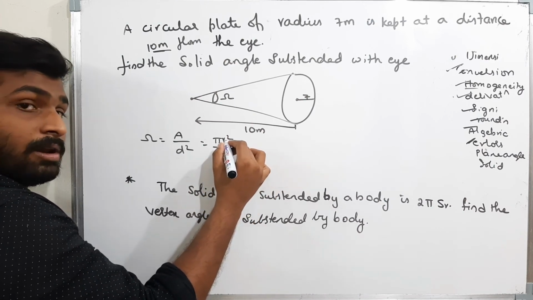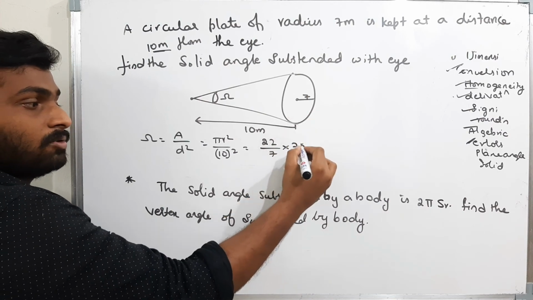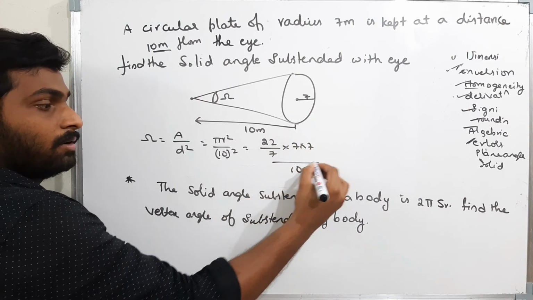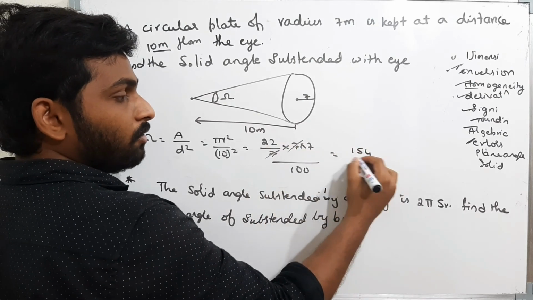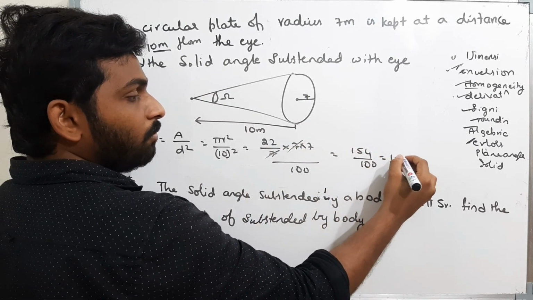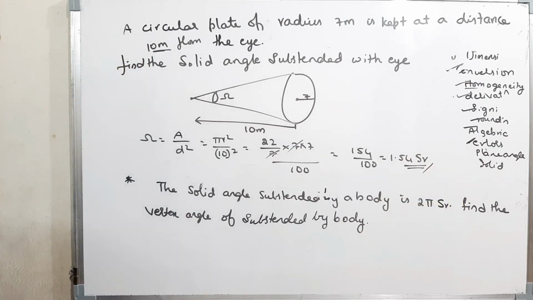What is the value of pi? That is 22 by 7. The radius is 7, so 7 into 7 by 100. Therefore, 22 into 7 is 154 by 100. Therefore, the value is 1.54 steradian. Okay, let's see the next question.